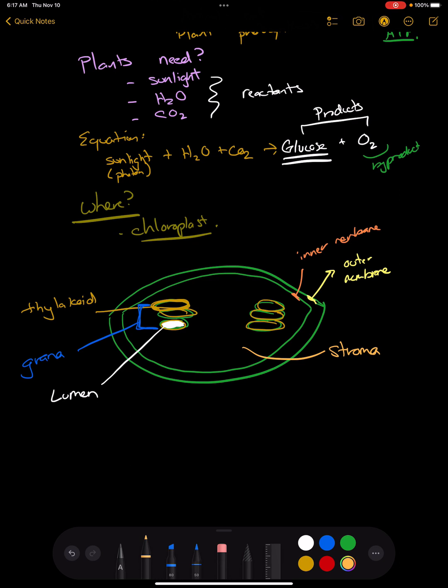Okay, so that's our chloroplast structure. We have the outer membrane, we have the inner membrane. Individual discs are called the thylakoids. When we stack them up, we get grana. Inside each individual thylakoid is a lumen, and then all this empty space on the outside is the stroma.